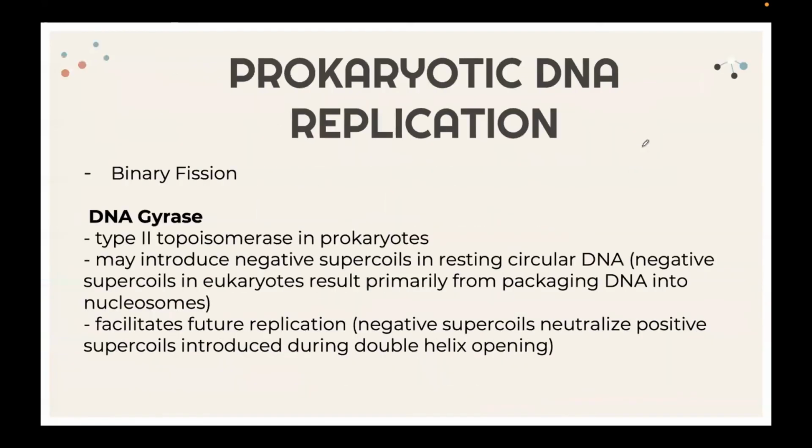For the prokaryotic DNA replication, binary fission, and then you have your DNA gyrase. The DNA gyrase, or gyrase, is a type 2 topoisomerase in the prokaryote. Its equivalent in eukaryotic cells is what we call topoisomerase. It may introduce negative supercoils in resting circular DNA, or the negative supercoils in eukaryotes result primarily from packaging DNA into the nucleosomes. And then it facilitates future replication. The negative supercoils neutralize the positive supercoils introduced during double helix opening.